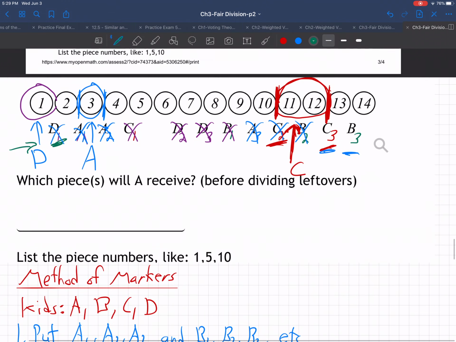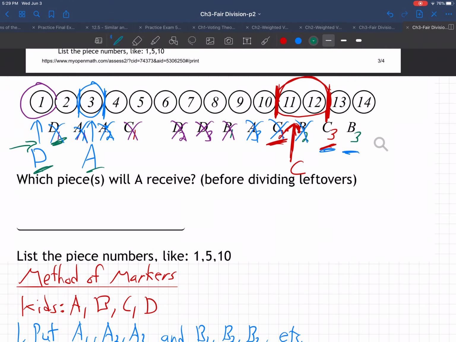So what's the very last marker? Who hasn't got their candy? We got D's candy, A's candy, C's candy. Who's left? B. There it is. There's B. Who put a marker right there? And so go to the right. That's B's candy. B put a marker right here, saying I would be happy with just candy 14. So that's what B gets. Just candy 14.